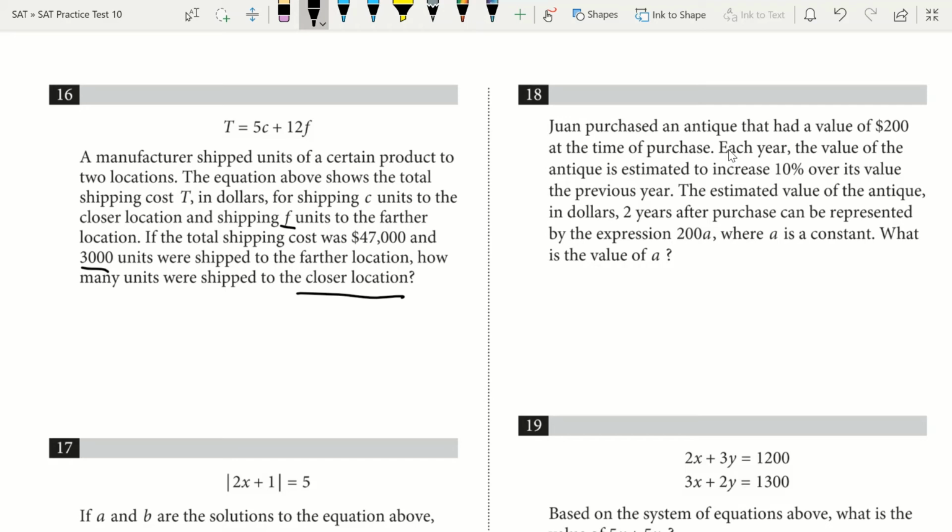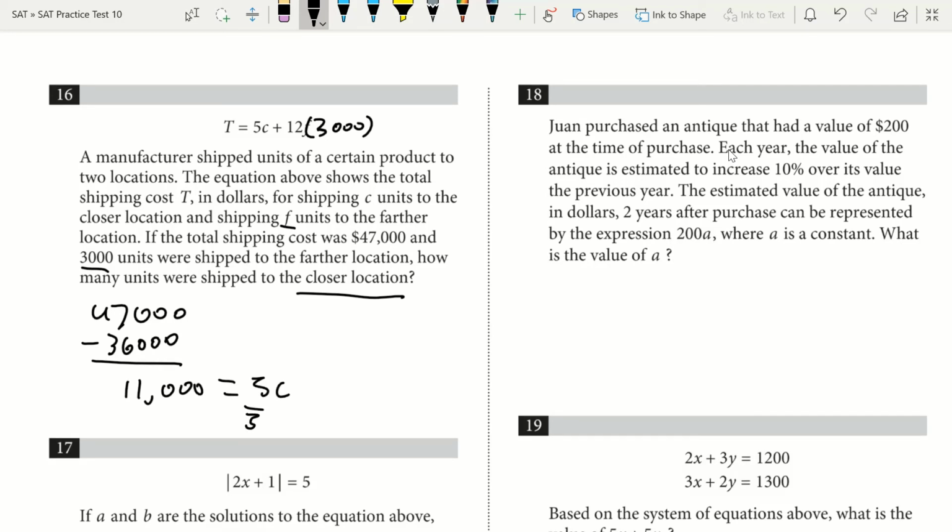We know we have 3,000 times this 12 here. So we got 3,000 times 12. That's going to give me 36,000, and that's equal to 47,000. Right? So I got 5C plus this 36,000 equals 47,000. So I'm going to subtract my 36,000, and I'm going to get 11,000 has to go to that closer location. So that's going to be equal to 5C.